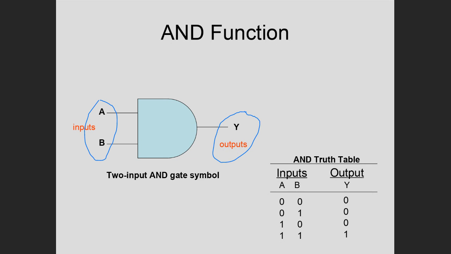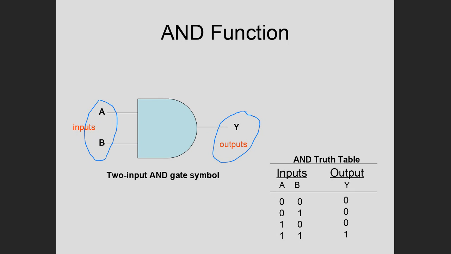And typically, we represent inputs with letters from the beginning of the alphabet. We represent outputs with letters from the end of the alphabet. So you might have A, B, C, D, E, F for inputs and X, Y, Z for outputs, just like you do in math. So here's the symbol for the gate.